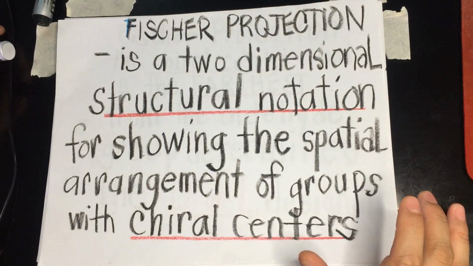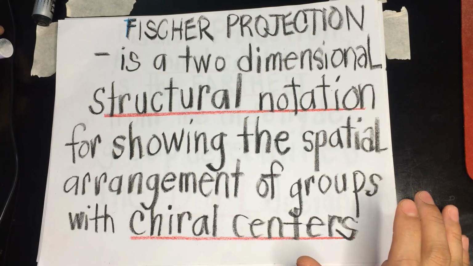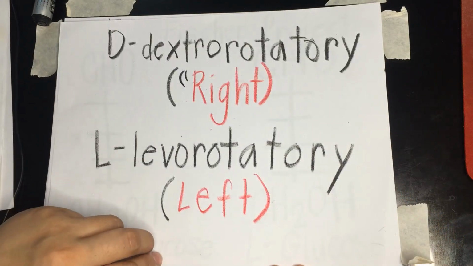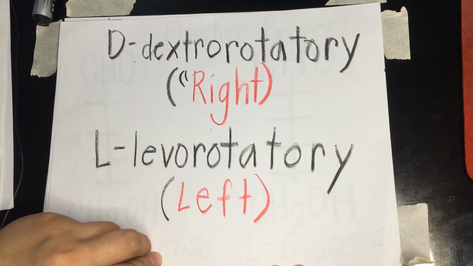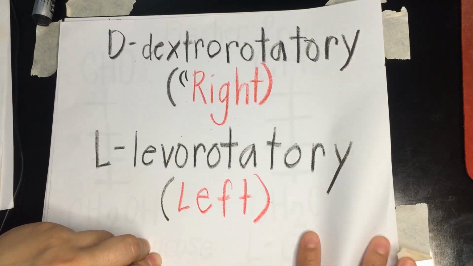Fischer projection is a two-dimensional structural notation for showing the spatial arrangement of groups with chiral centers. When we talk about Fischer projection, we talk about structural notation, and it contains the different chiral centers of different monosaccharides. D and L configuration would mean dextrorotatory for the right side and levorotatory for the left side.